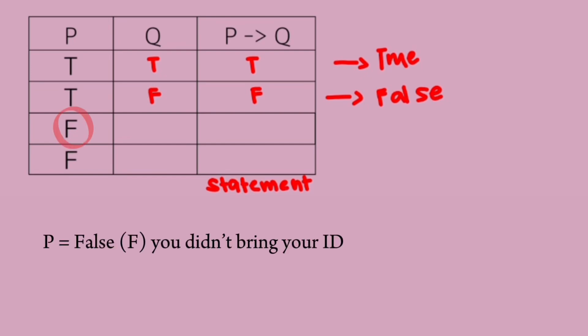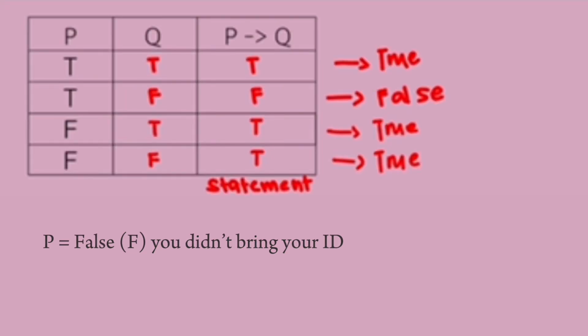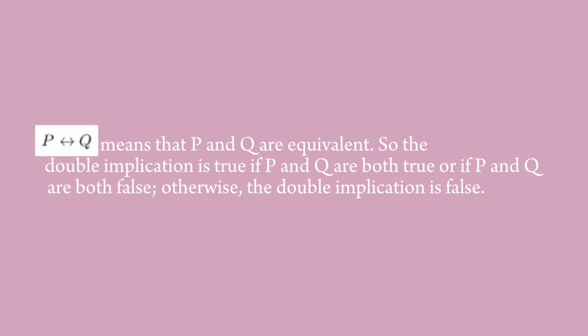What if it's false, meaning you didn't bring your ID? Whether or not I give you plus points, I haven't broken my promise yet. Thus, the implication can't be false, so it must be true. This explains the last two lines of the table. P and Q are equivalent. So, the double implication is true if P and Q are both true, or if P and Q are both false. Otherwise, the double implication is false.